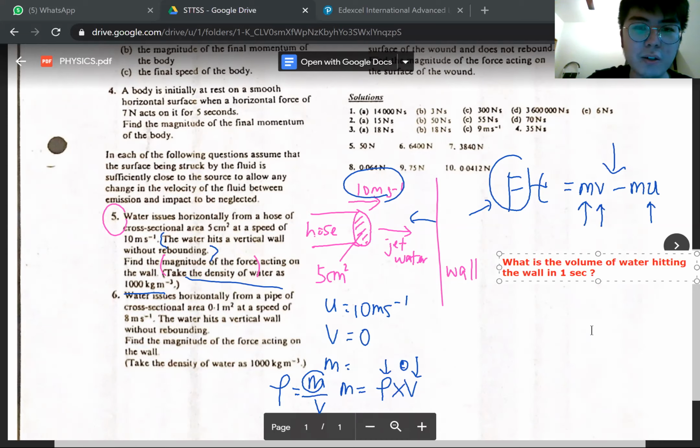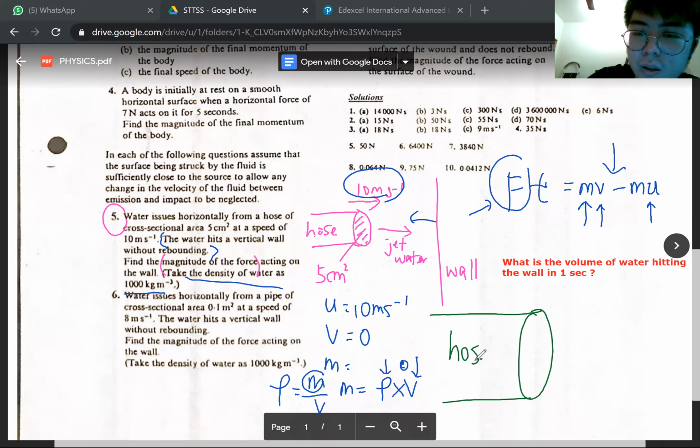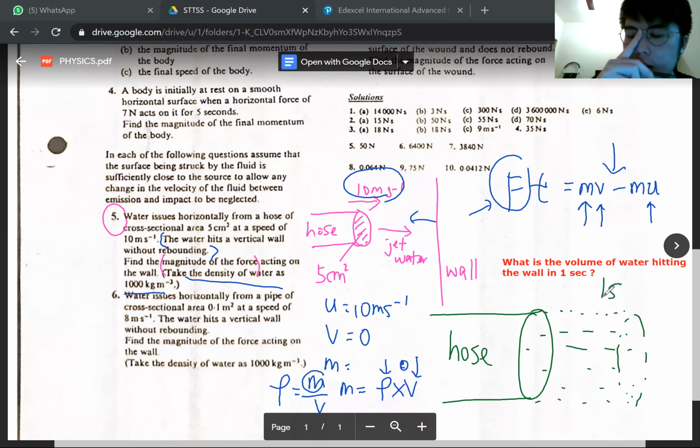Let's take the velocity of the water. The water is traveling at 10 meters per second, meaning that every second, the water is coming out 10 meters from the hose. So if I draw again, this is the hose, enlarged. And this is the water. I use a dotted line representing the water. So at 1 second, the water is coming out 10 meters.